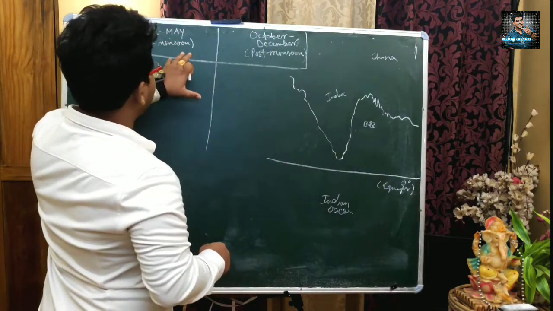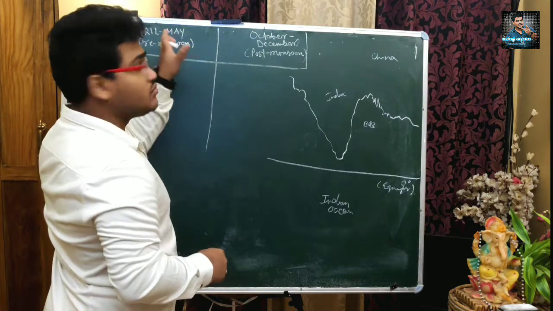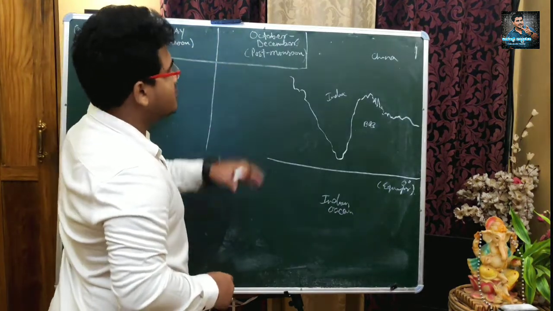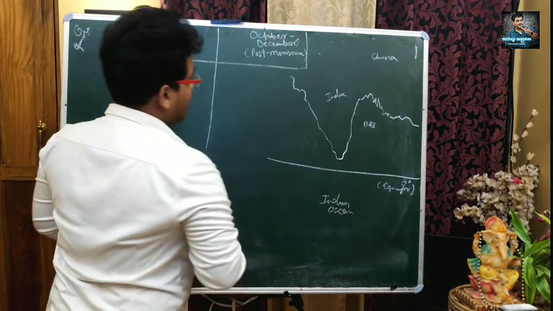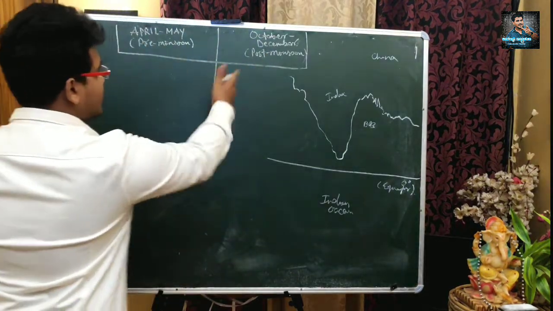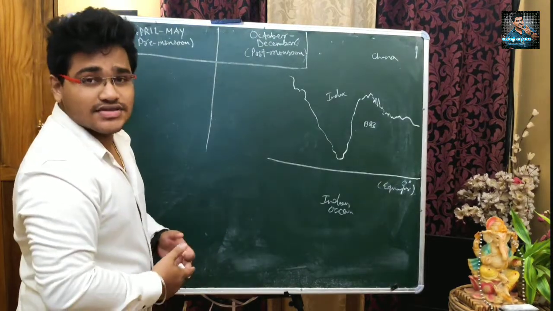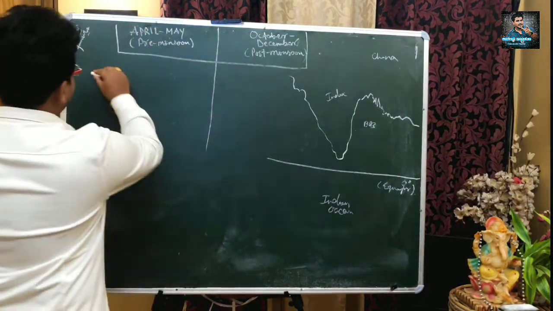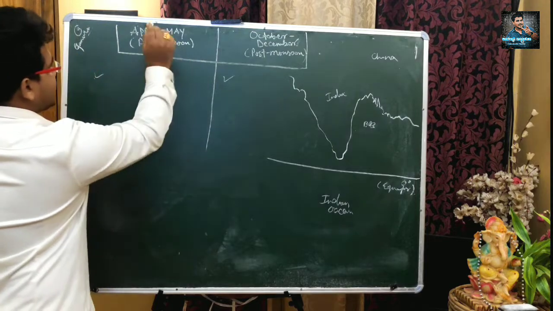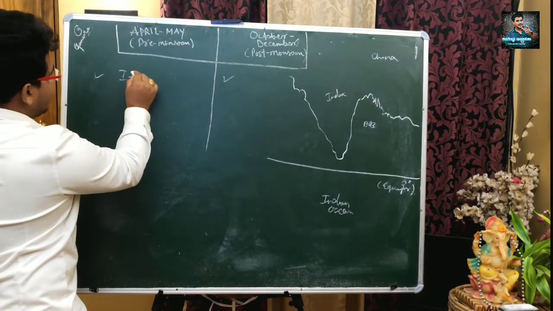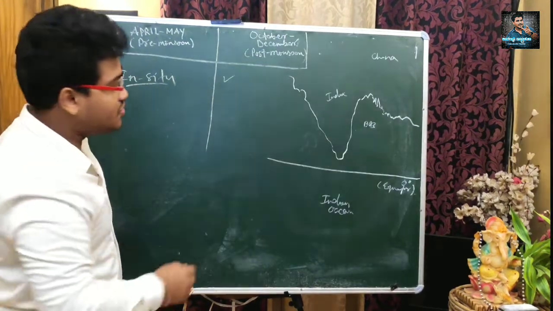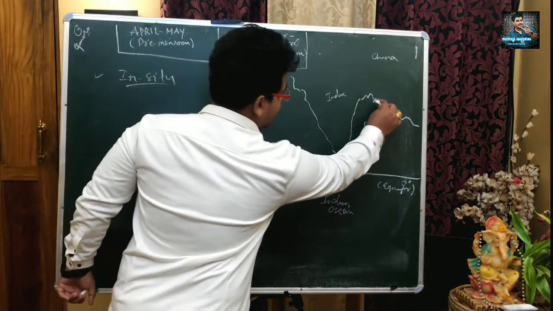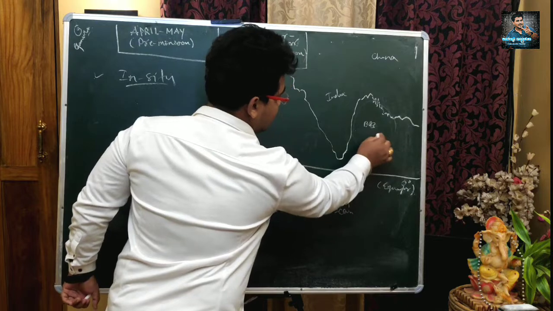Pre-monsoon because they occur before the arrival of the monsoon, and post-monsoon because these type of cyclones come after the monsoon. So we'll see what are the basic properties of these two type of cyclones in detail. First of all, the April and May month cyclones are in situ in origin. What do you mean by in situ in origin? They are created over here in the Bay of Bengal itself.